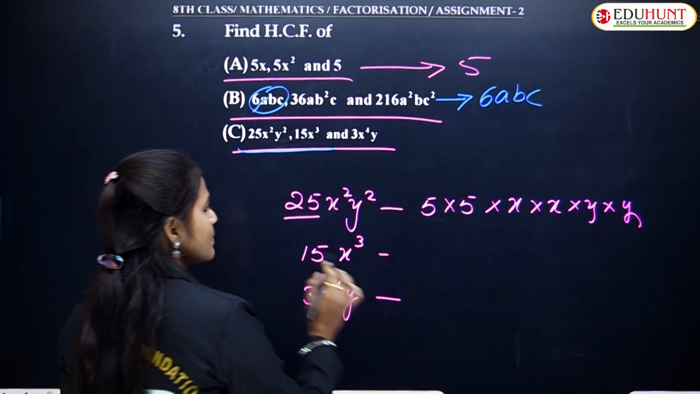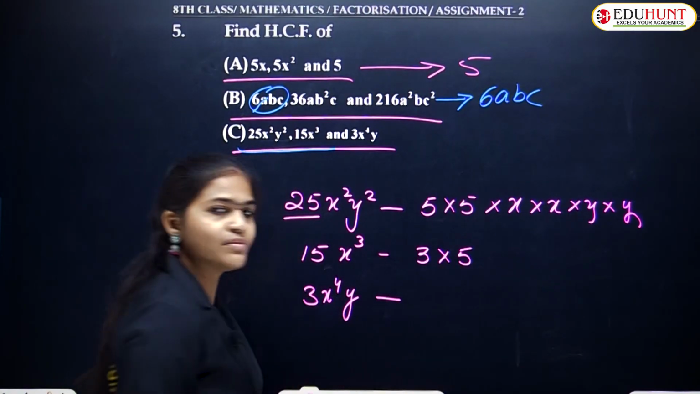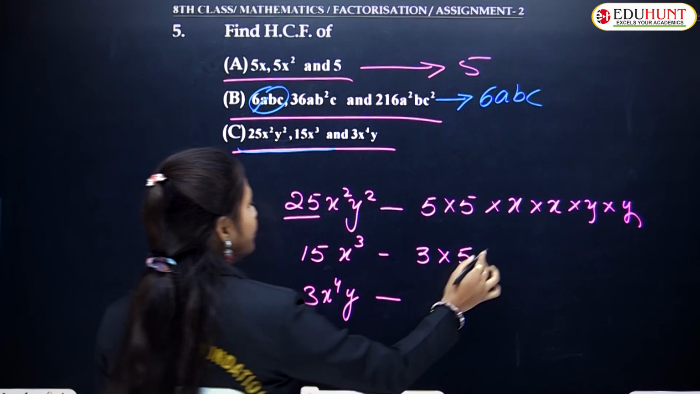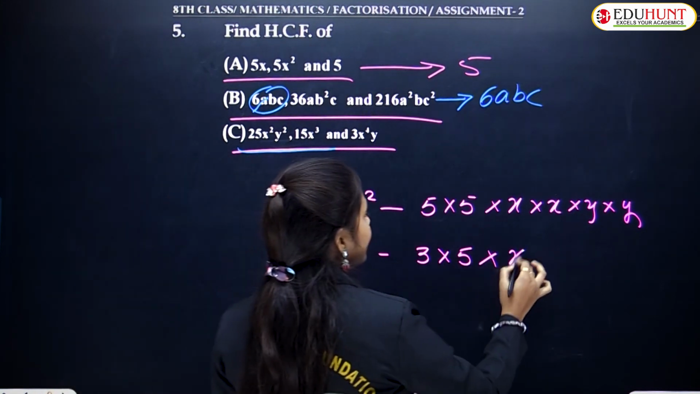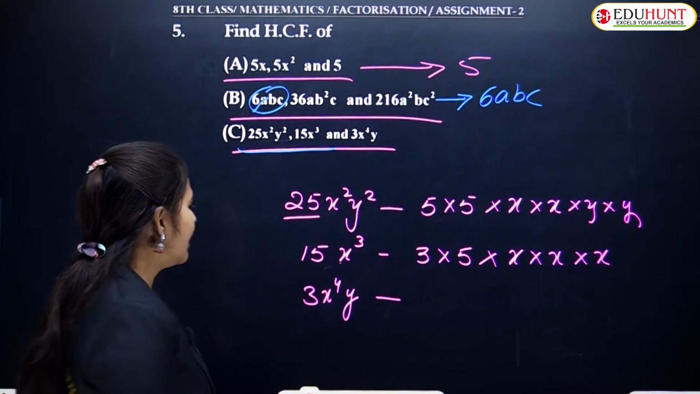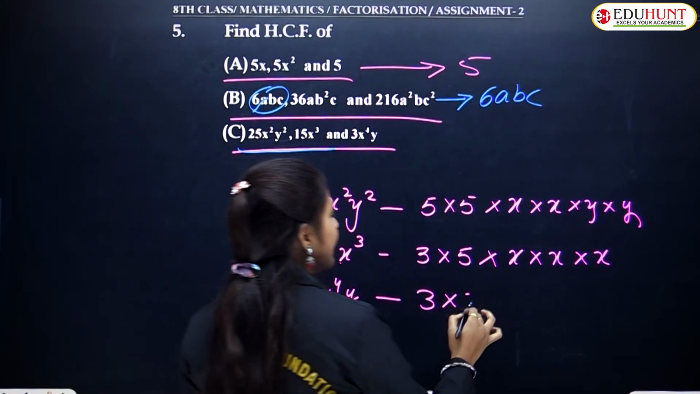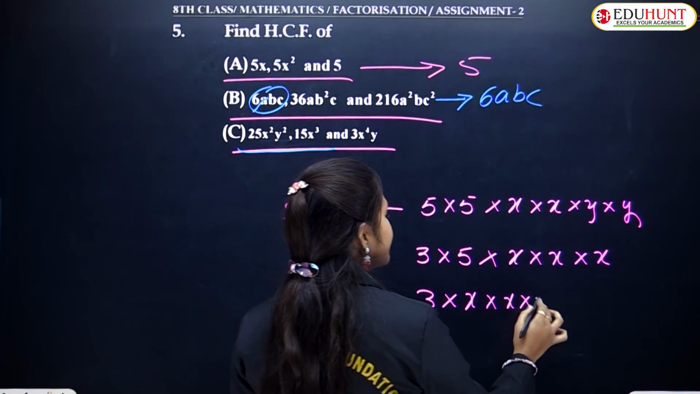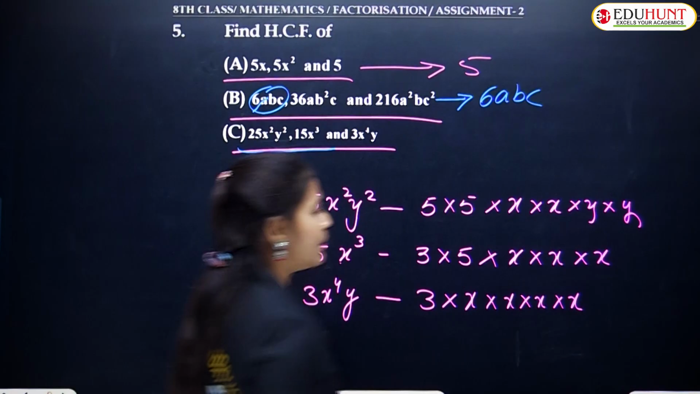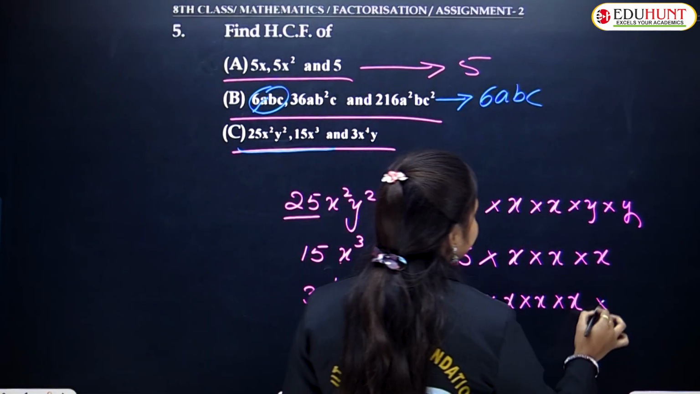Next come to this one here, 15, 3 5s 15, 3 into 5 is equal to 15, into x cube. We can write it as x into x into x, x cube. Clear? Next, 3x power 4. So 3 into x power 4, we can write it as x into x into x into x. X multiplied by itself 4 times, that is x power 4 into y.